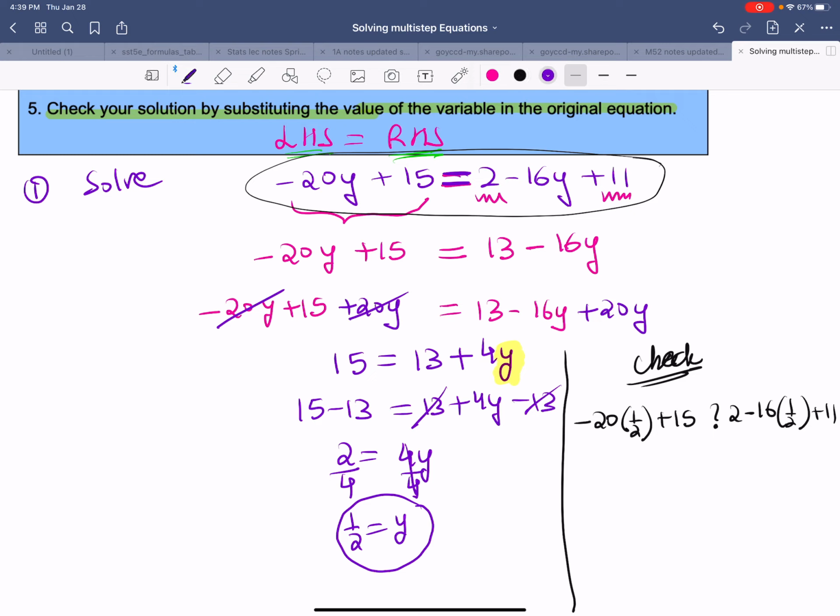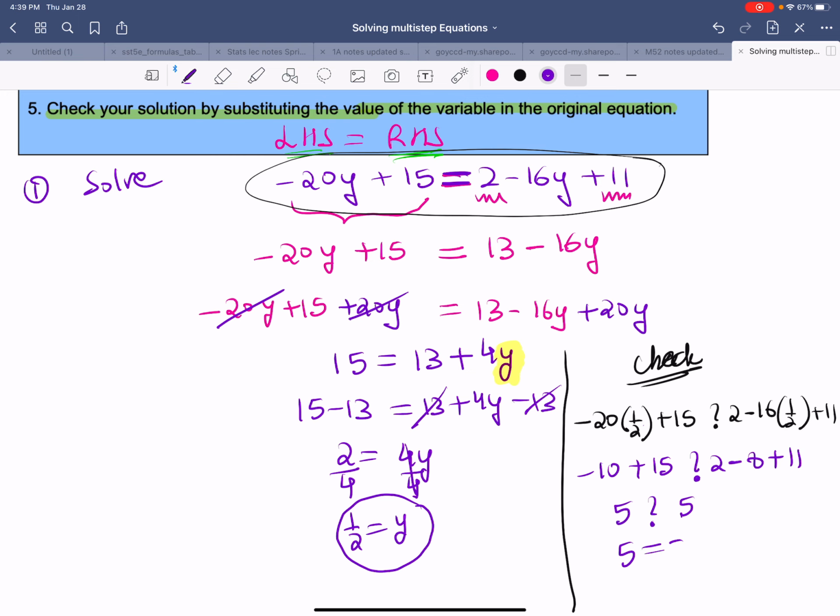Right, so let's go ahead and simplify. 20 times half is 10, so it's negative 10 plus 15. 2 minus 16 times half is 8. Negative 10 plus 15 is 5. 2 minus 8 is negative 6. Negative 6 plus 11 is 5.